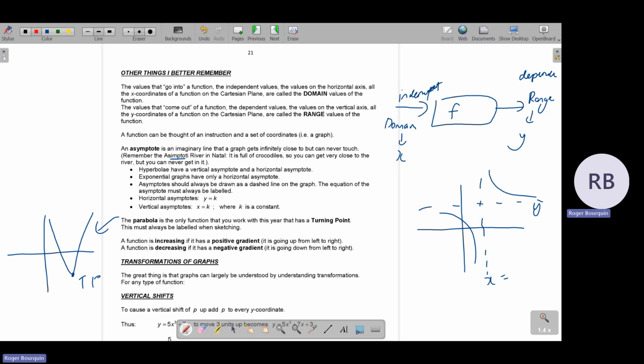It is going up from left to right. A function is decreasing if it has a negative gradient. It is going down from left to right. So some functions change whether they're increasing or decreasing, like a parabola. A parabola is always, well, this red, but is it increasing or decreasing? If you're going from left to right, are you moving uphill or downhill? Uphill. So that's where the function is increasing. In green here is where the function is decreasing.